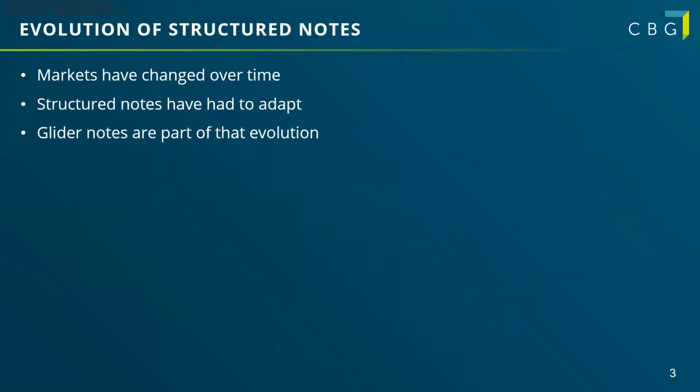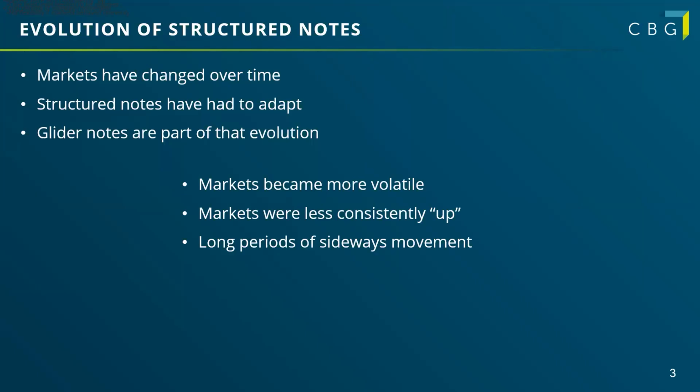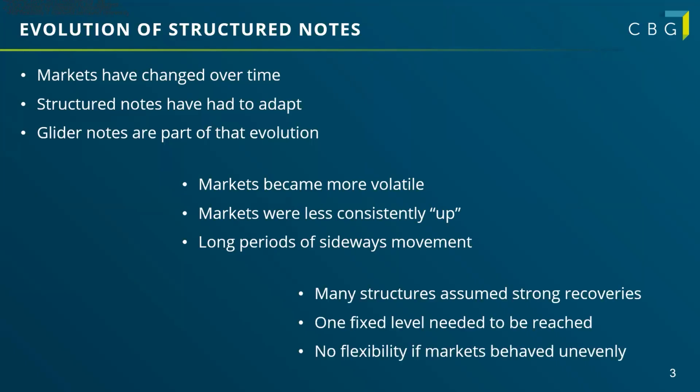Structured notes didn't suddenly change overnight. Over time, as markets changed, new features were developed to deal with how the markets actually behave. After the global financial crisis and later events like the Eurozone crisis, COVID, and inflation shocks, markets became more unpredictable. We still saw opportunities, but they were less smooth and less consistent. Traditional growth notes often relied on one key level being reached for returns to be paid. If markets didn't recover cleanly or quickly enough, those opportunities could be missed, even if markets weren't doing badly.